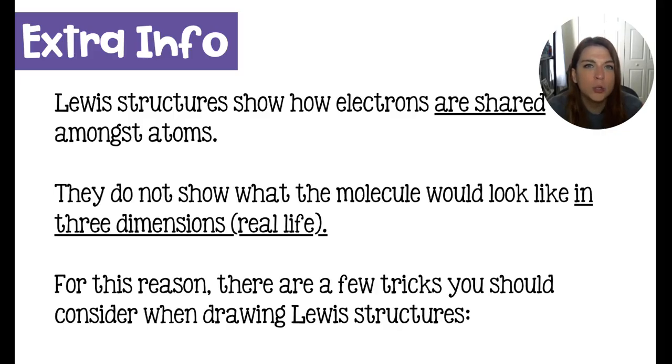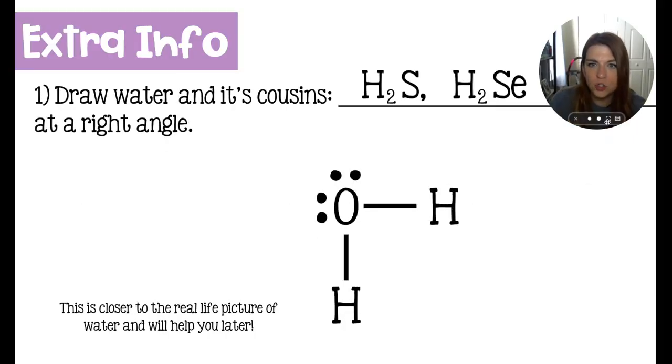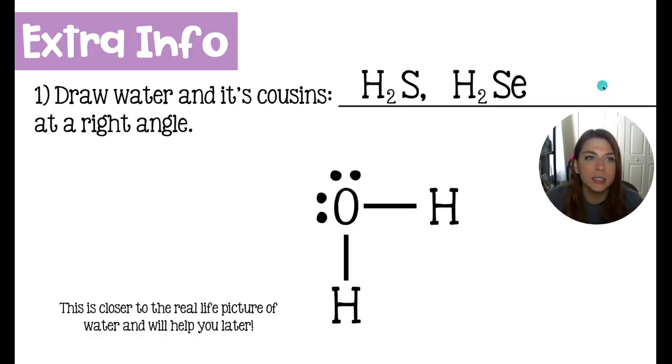You can draw a Lewis structure for water that makes it look like it's not a polar molecule, and that Lewis structure would be correct, technically. So I, from the inception of Lewis structures, have my students draw water at a right angle. So we're going to draw water and all of its cousins at a right angle. Now, the reason H2S and H2Se are considered water's cousins is because if you find oxygen on the periodic table, sulfur is right below it, selenium is right below that.